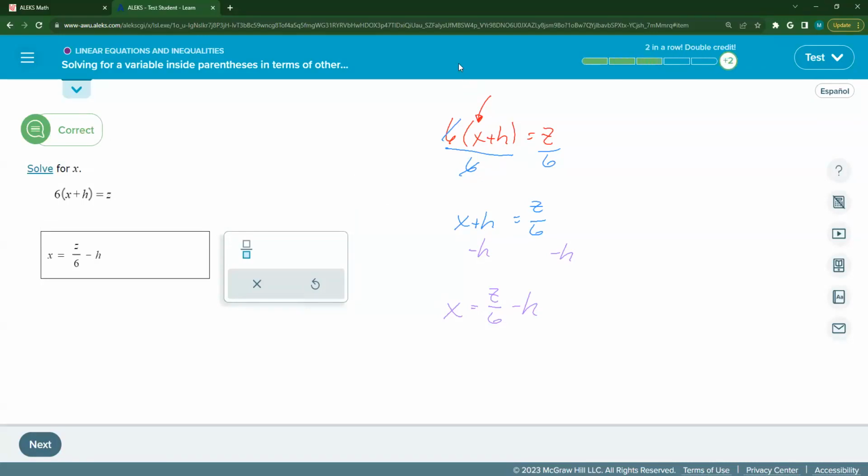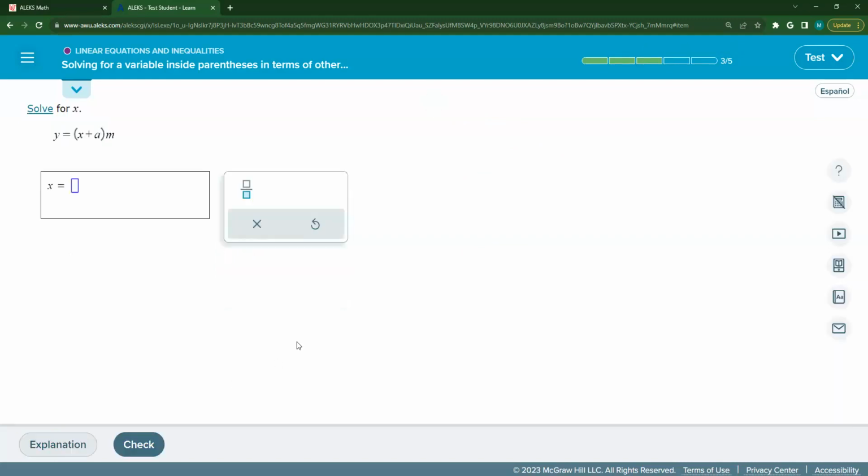And then I just have to do one more, and then this topic will be done. So last one, we can do it either way. I'll do it probably the distributing way, just because. So y equals x plus a times m. All right, I want this x by itself. In this case, I did say we were going to distribute first. A lot of times I would divide both sides by m first. So I'm going to do this.